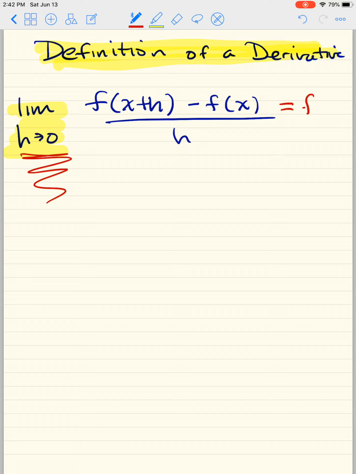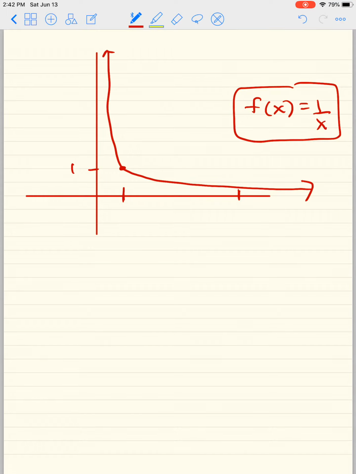Now, I drew the function that I'm going to find the derivative of, which is 1 over x. Now remember, we're going to be looking at the slope of a tangent line. I want you guys, before you do anything, take a look at this, the slope. Isn't the slope just about negative everywhere? All these slopes are negative. So when I find the derivative of 1 over x, I better hope that all the slopes are negative, okay? So let's take a look at it.